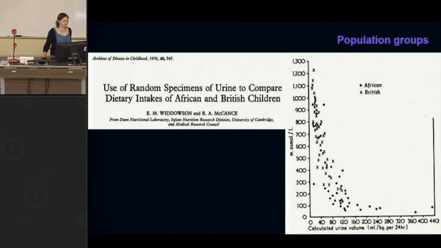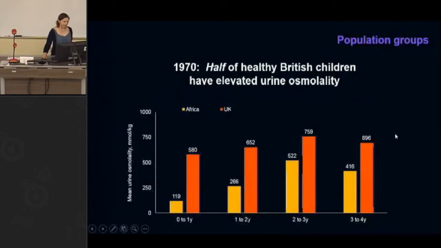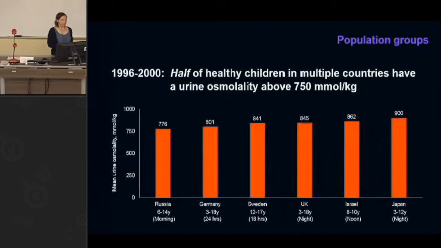In 1960, and here are osmolalities for these children, and down here are the urine osmolalities for the African children. And they report some means by age and place in the paper, and you can see that the means suggest that half, if you assume that it's distributed, the healthy British children have quite high osmolality.